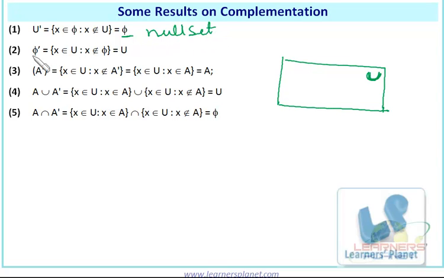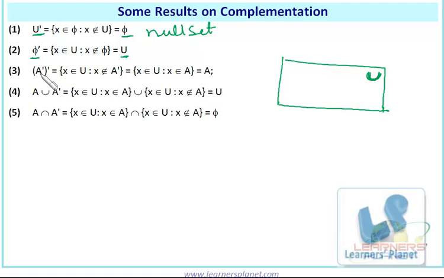Similarly, phi dash is what? That is U. So phi is the null set, and the complement of the null set will be U. So U dash is phi and phi dash is U. Phi means null set, and the complement of the null set means all the elements, and all the elements means U. So U dash is phi, phi dash is U.